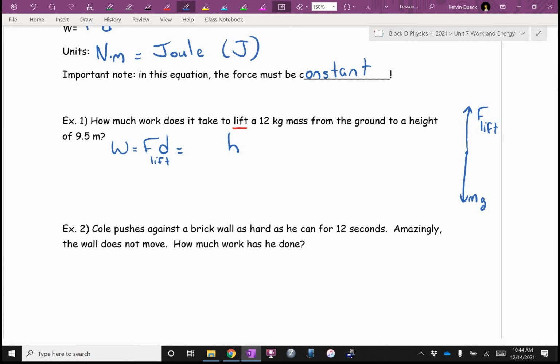Okay? So now that I've done that argument, let's read the question again. What do they want me to find? What's the word I underlined? So it's going to be F lift times D. I don't know F lift. Oh, but look. I know another force the same size as F lift. What? More specific, can you read me the two letters? What?